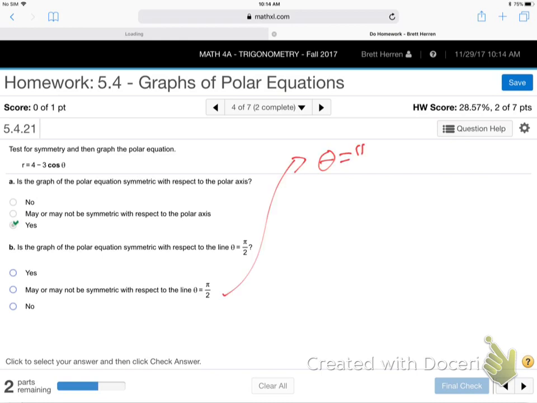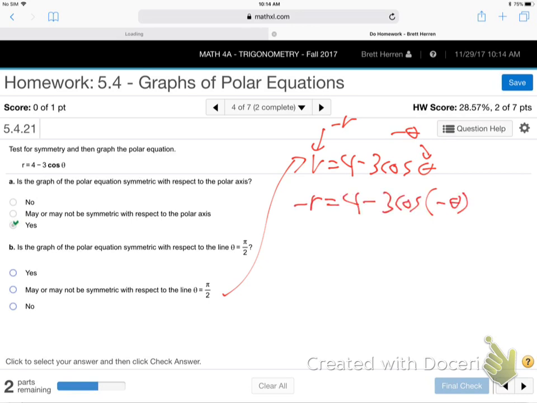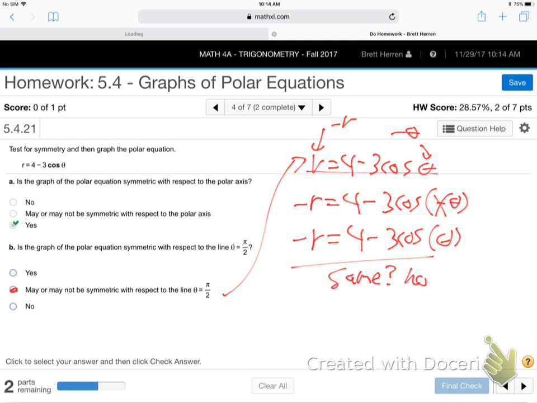So theta equals pi over 2. We plug in both, don't we? Plug in both. So r equals 4 minus 3 cos theta. Plug in negative r and negative theta. So negative r equals 4 minus 3 cos negative theta. The negative just vanishes. Is this the same as the original? No. So that's a may or may not.